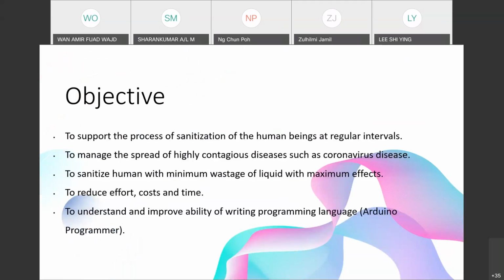The objective and the reason we designed this circuit is to support the process of sanitization of human beings at regular intervals, to manage the spread of highly contagious diseases such as coronavirus disease, to sanitize humans with minimum wastage of liquid with maximum effect, to reduce effort, cost, and time, and also to understand and improve our ability in writing programming language with Arduino programming.